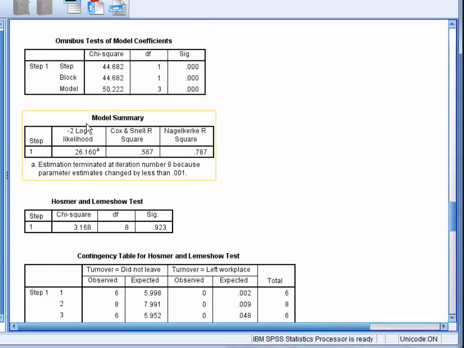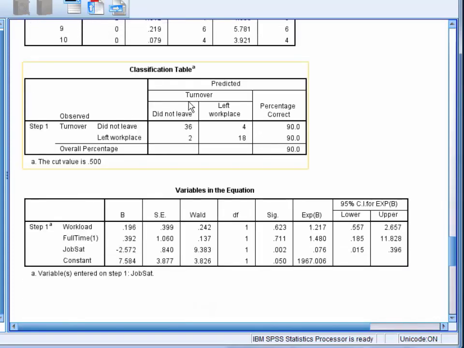The model summary table underneath gives R-square equivalents for the logistic regression. Generally, both are reported. Under this, we have the classification table for the block with the control variables and the job satisfaction variable added. We can see that the new model is 90% accurate, a clear improvement from the 66.7% accuracy of the model with no variables.